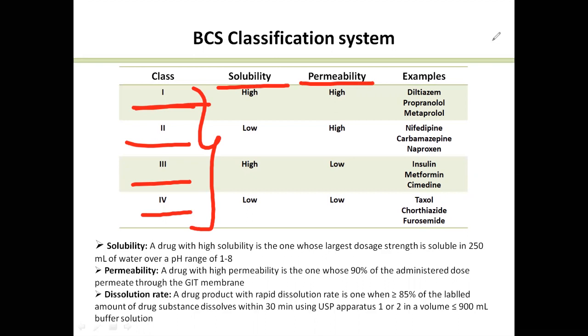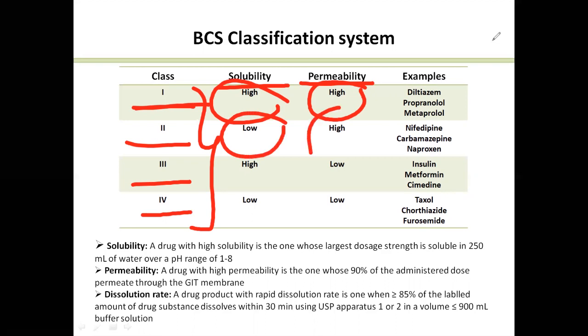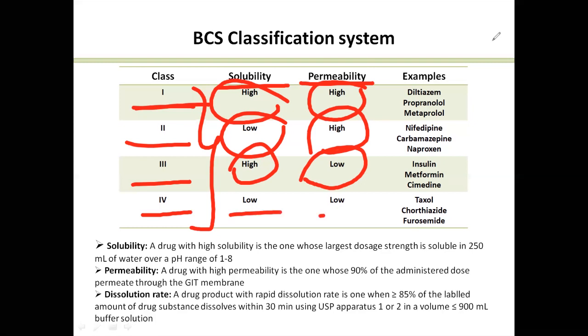If I have a drug whose solubility is high as well as permeability is high, I will place it under BCS class 1. Whereas if my drug has low solubility but high permeability, then I would place it into BCS class 2. Third, if my drug has high solubility and low permeability, then I will call it a BCS class 3 drug. And the last one is when both solubility and permeability are low, I will place it under BCS class 4.